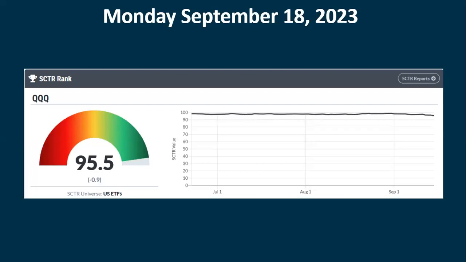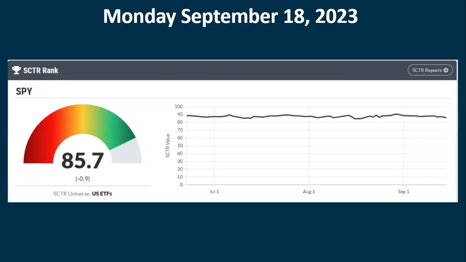Now, this chart isn't all that helpful right now. We've been going down. The Qs have been jumping all over the place, where this line has pretty much been going flat. It's because we were so strong earlier in the year, even though we're pulling back, it's not really influencing a lot of the technical indicators that are used to calculate the score.